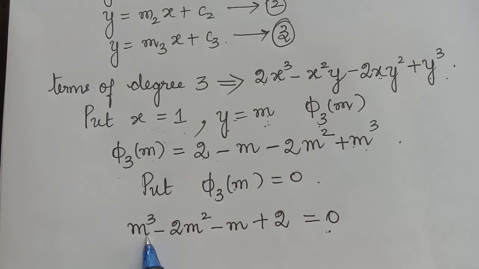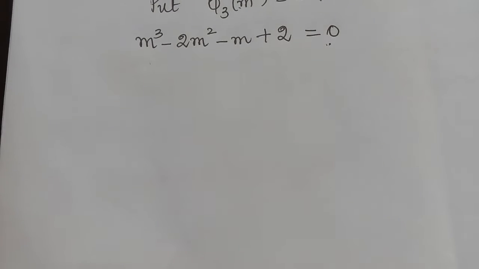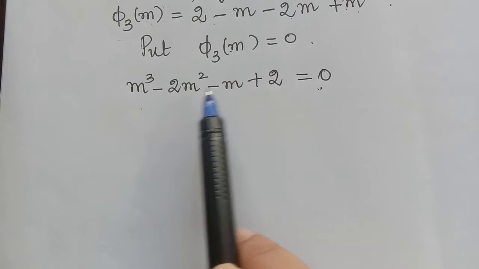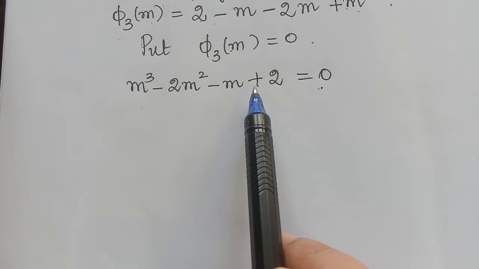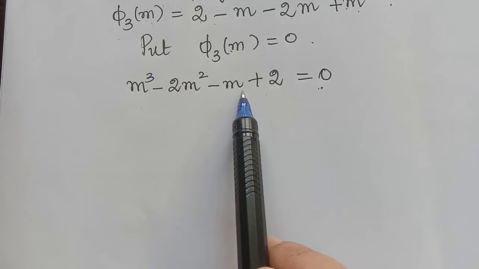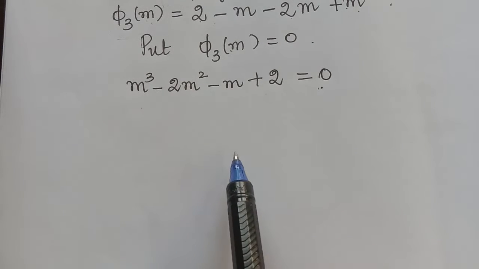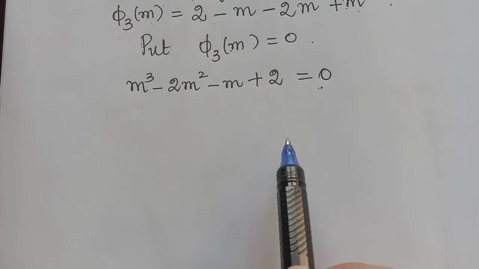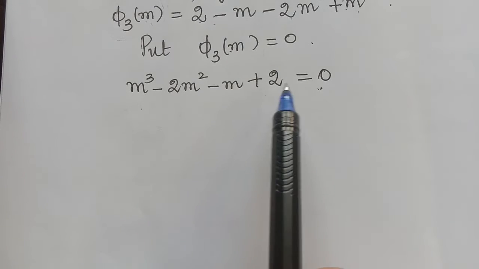Now we have to find the roots of this equation. How will we find the roots? In order to find the roots of this third degree equation, first we have to use the trial and error method and find one of the roots. Then we simplify the given equation by using synthetic division and obtain a quadratic equation, and then solve the quadratic equation and find the other two roots. So the first step is, we have to obtain one of the roots by trial and error method.